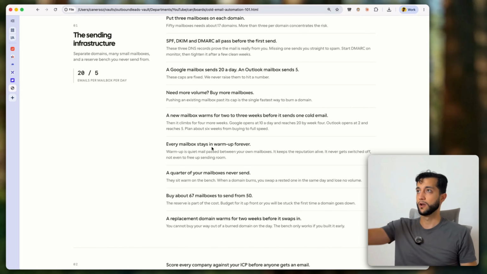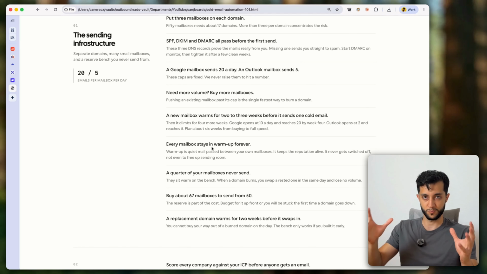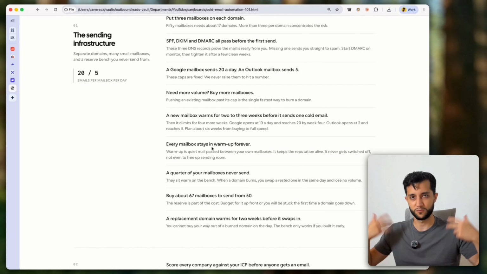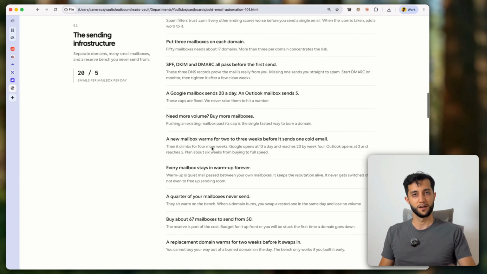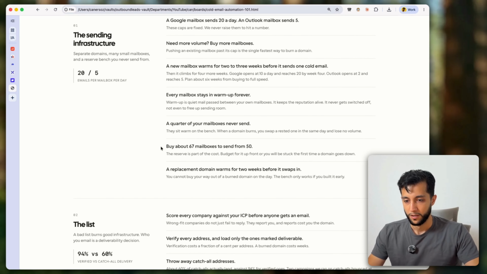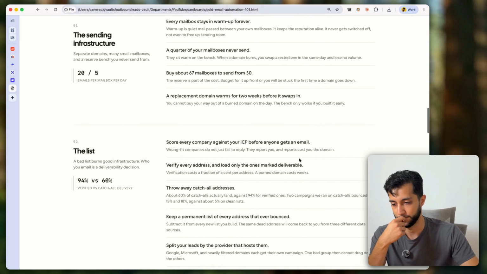Because otherwise, whenever some domain burns away, I need to wait 14 days to replace that sending capacity, right? And that just sucks, especially for clients. They want this to just run without any problems. I always like to keep some in reserve. So in that case, if you wanted to send out from 50, you would have to buy about 67 mailboxes just to have 25% of those in reserve. Because a replacement domain warms for 2 weeks before it swaps in, which would suck. We just covered that. That's awesome.